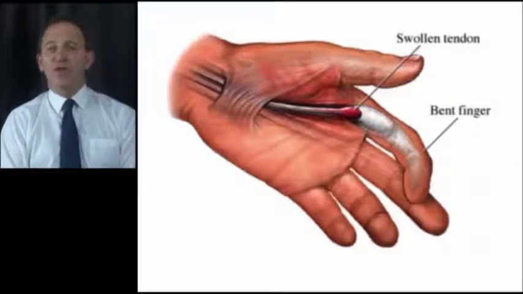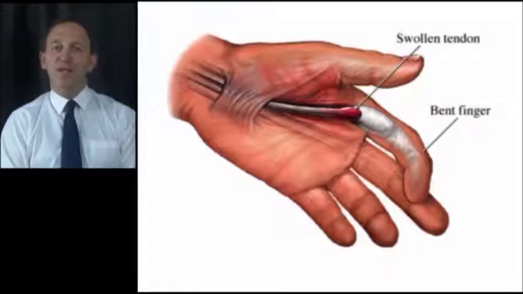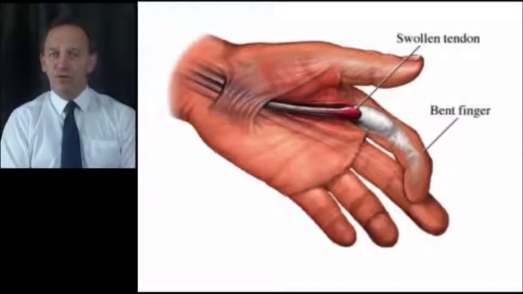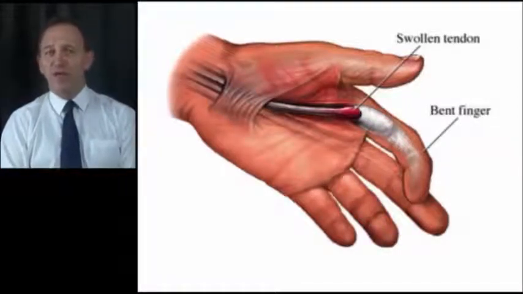When a finger sticks in a flexed position, especially overnight, it's likely to be due to inflammation of the flexor tendon as shown. Injection of hydrocortisone within the sheath of the tendon can reduce the inflammation and result in free movement of the finger within a short time. Now we'll look at injecting trigger finger and de Quervain's tenosynovitis.